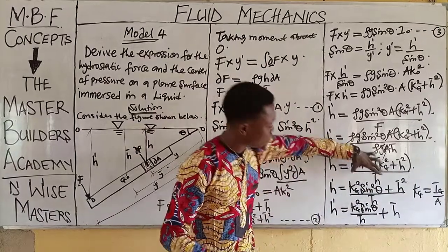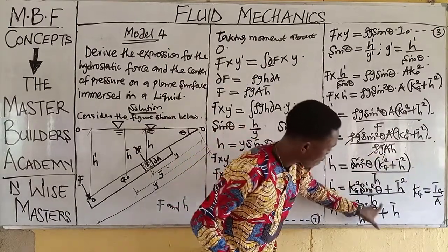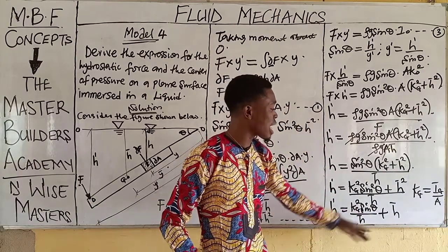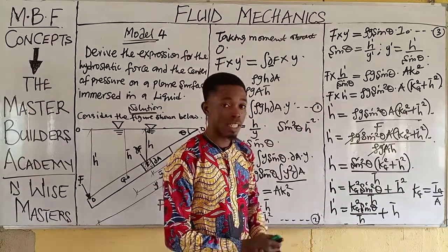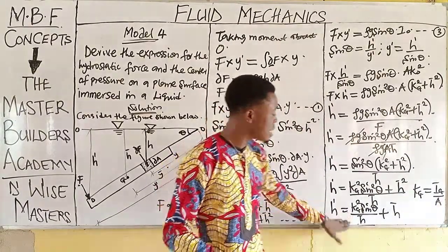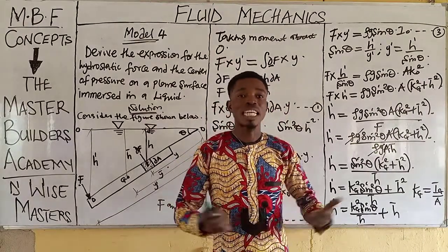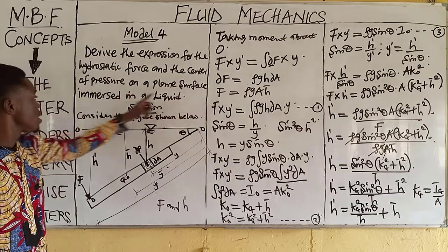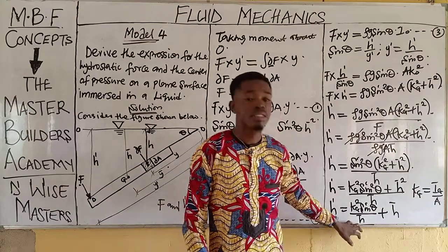Next is to what? Divide the numerator by the denominator. We have this, and divide this by the denominator. We have this. Now we can substitute for kg squared so that we can have this reduced to some extent. So at this point, guys, this is what we are asked to look for. The center of pressure on a plane surface immersed in a liquid is given as this.